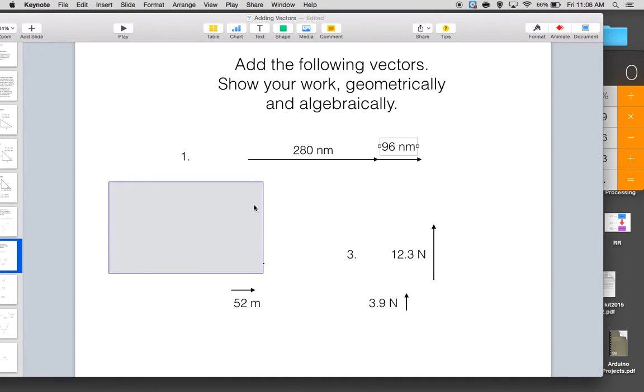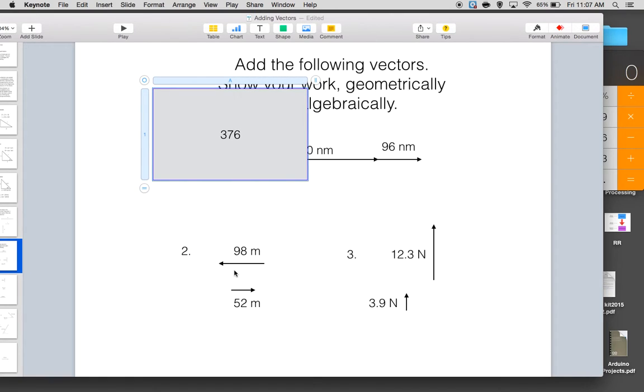We want to know how long the resultant is. I simply do 280 plus 96 because these are in the same direction. You might be able to do that in your head and see that it's 376 nanometers, but feel free to use a calculator to check your work. And 280 plus 96 is in fact 376 nanometers.